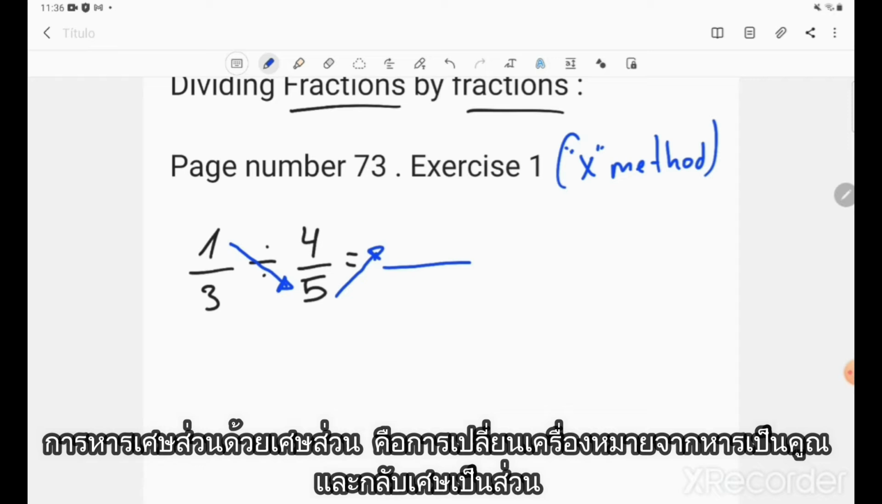Okay, so 1 multiplied by 5, and here in denominator we are gonna multiply the denominator of the first fraction by the numerator of the second fraction, and then we're gonna write here in denominator for the answer. Okay, as you see here we have an X, and here we have another X. Okay, so this is why we call it the X method.